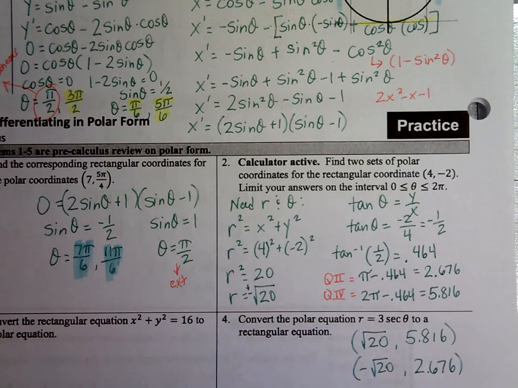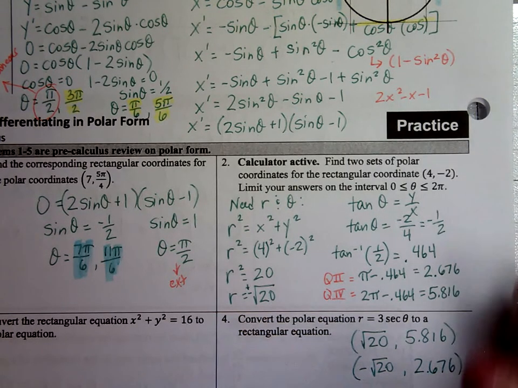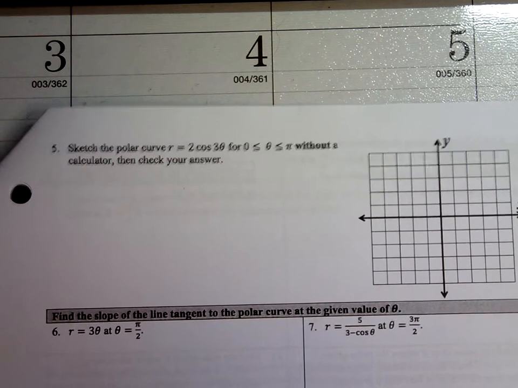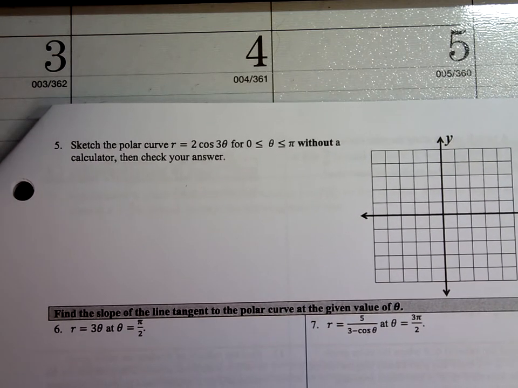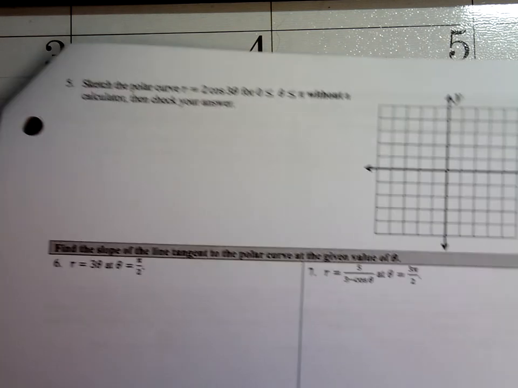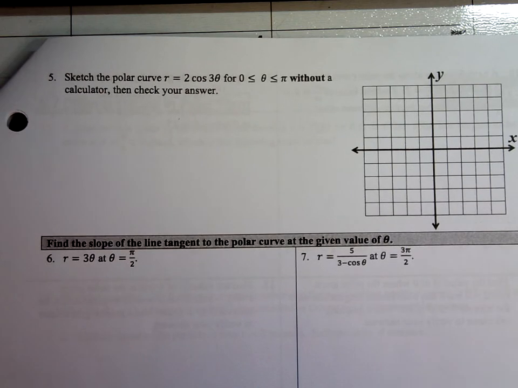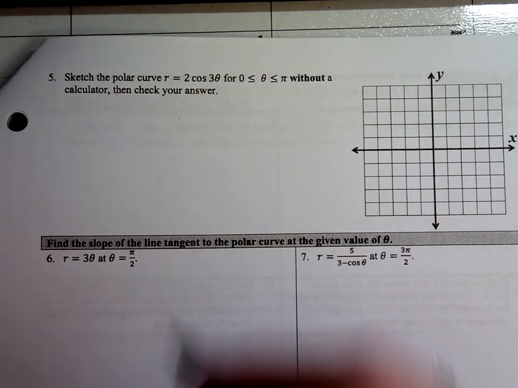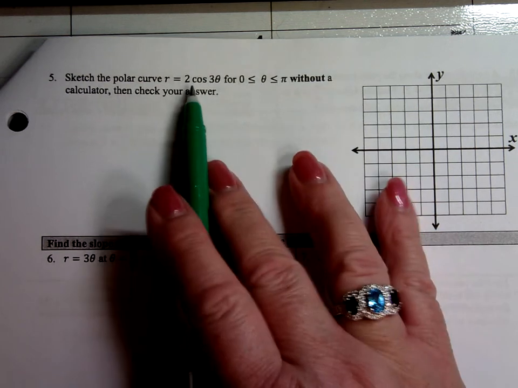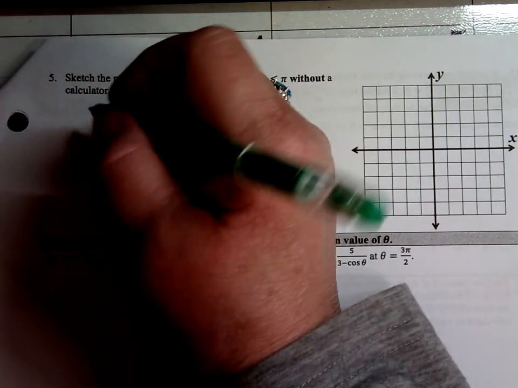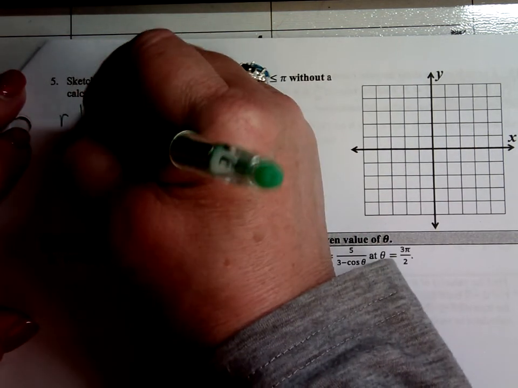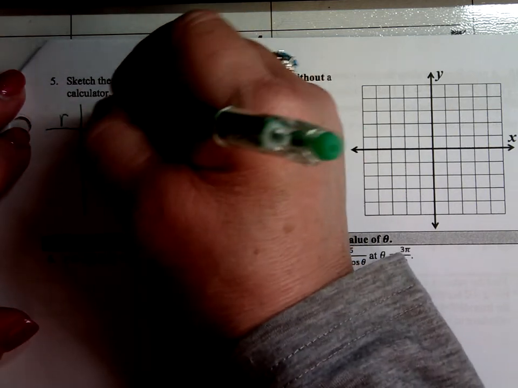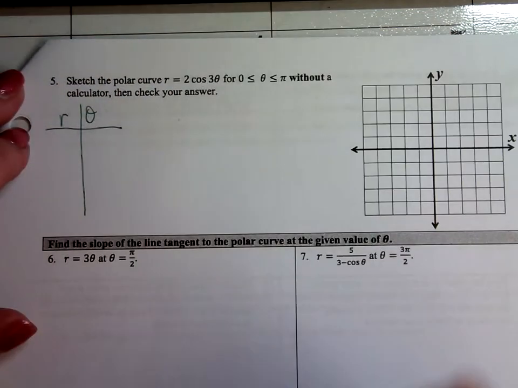I want to look at number 3 real quick. Number 5. Number 5 says, sketch the curve. Now you saw this on the video how this works. It says without a calculator, but we're going to use the calculator to help us out a little bit. So if I look at this curve, this is 2 cosine of 3 theta. You need to set up a table, and we're going to make a large table. They did this in the video. They used the pi over 6 locations, and so we're kind of going to do the same thing.